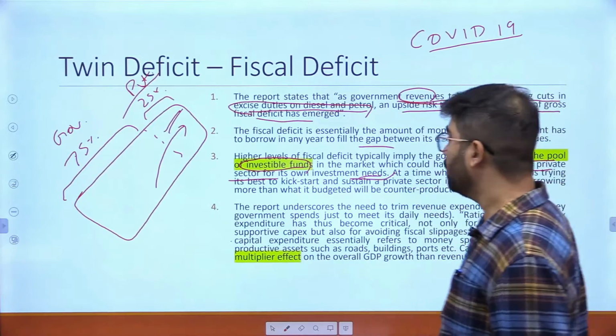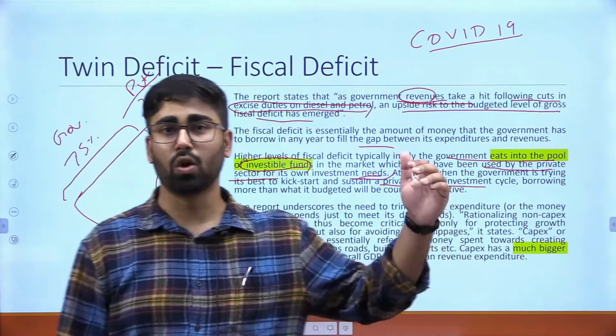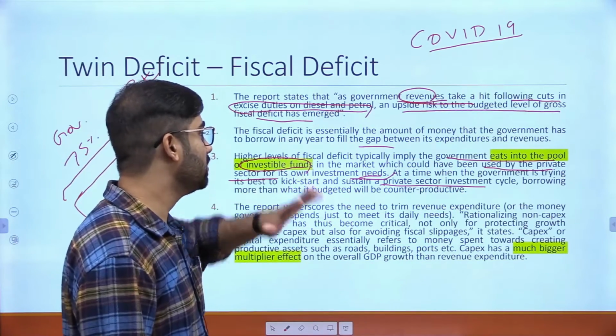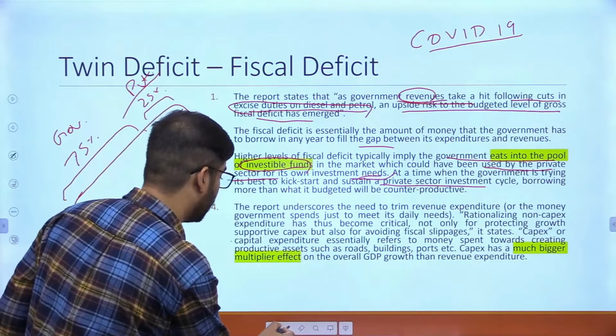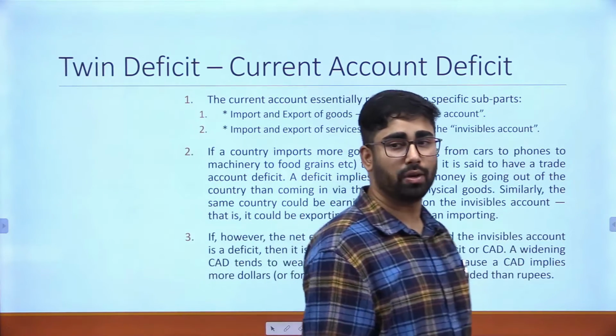So this is what the philosophy, this is what the concept behind these two statements is, the multiplier effect and the investor crowding out effect, ठीक है। Now let's move on to the current account deficit.